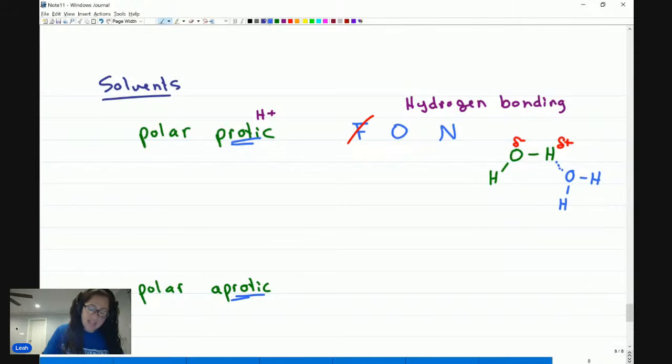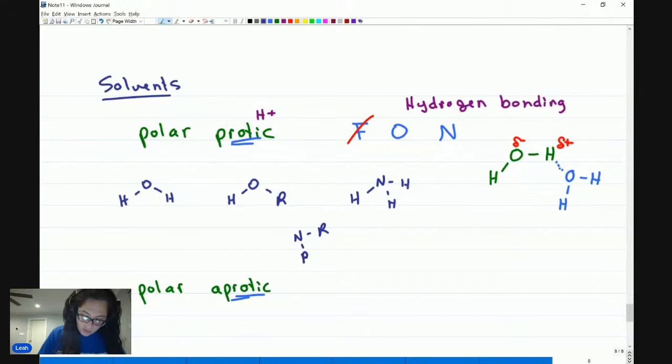And so think of anything that has oxygen or nitrogen with a hydrogen on it. For example, you have a water molecule, you have any alcohol. I've shown you methanol, ethanol. You can have ammonia. So for example, nitrogen. You can have an amine, nitrogen with 1 or 2 R groups, not 3, because now we lose the hydrogen. But these molecules right here, these are polar protic solvents. Polar protic solvents can solvate and stabilize charges in solution.